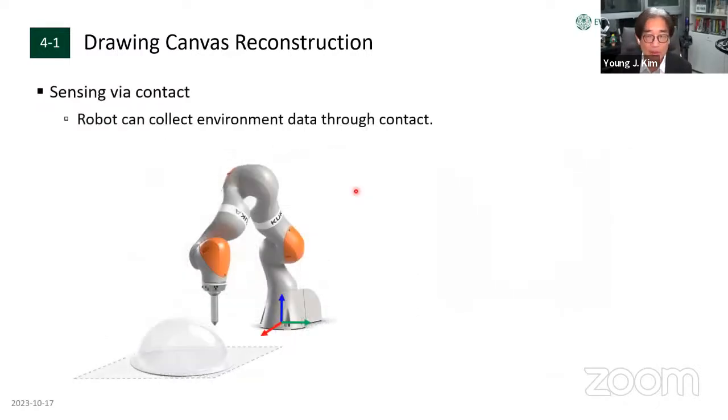To find out the target canvas, or estimate or reconstruct the target canvas, we relied on two techniques. One is sensing by contact.